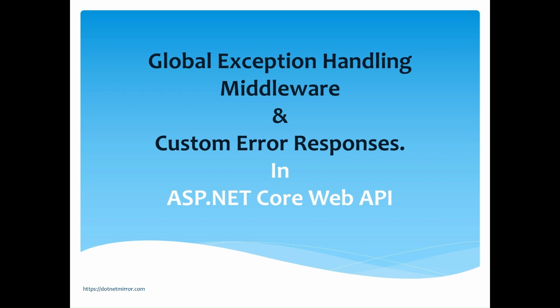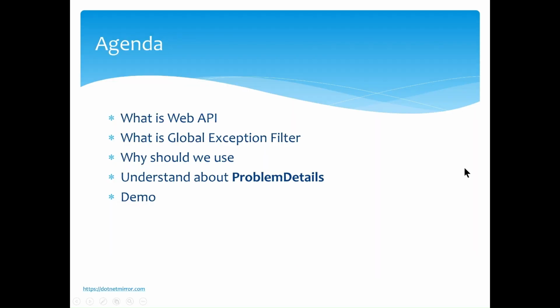In today's session, we are going to dive deep into a critical architectural component of your APIs: global exception handling, middleware, and custom error responses. Before we jump into the code, let's look at today's agenda. We will start by briefly reviewing what web APIs are. Then we will define what a global exception filter is. More importantly, why we should use it in modern enterprise applications. Finally, we will understand problem details and walk through a complete hands-on demo.